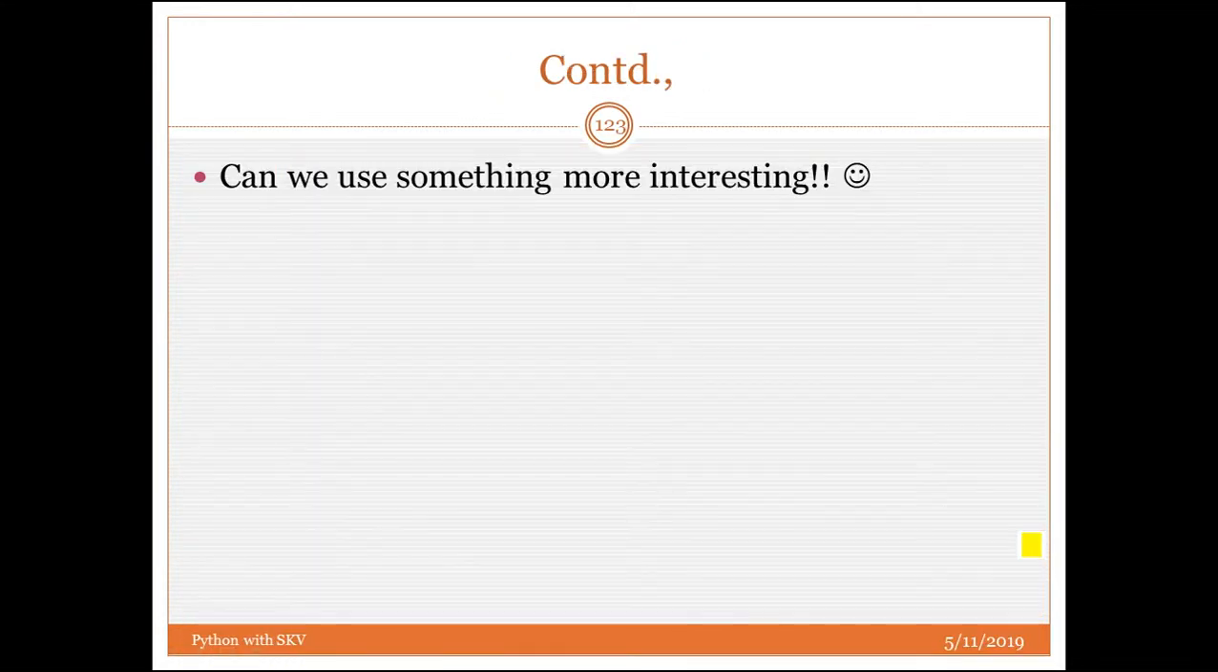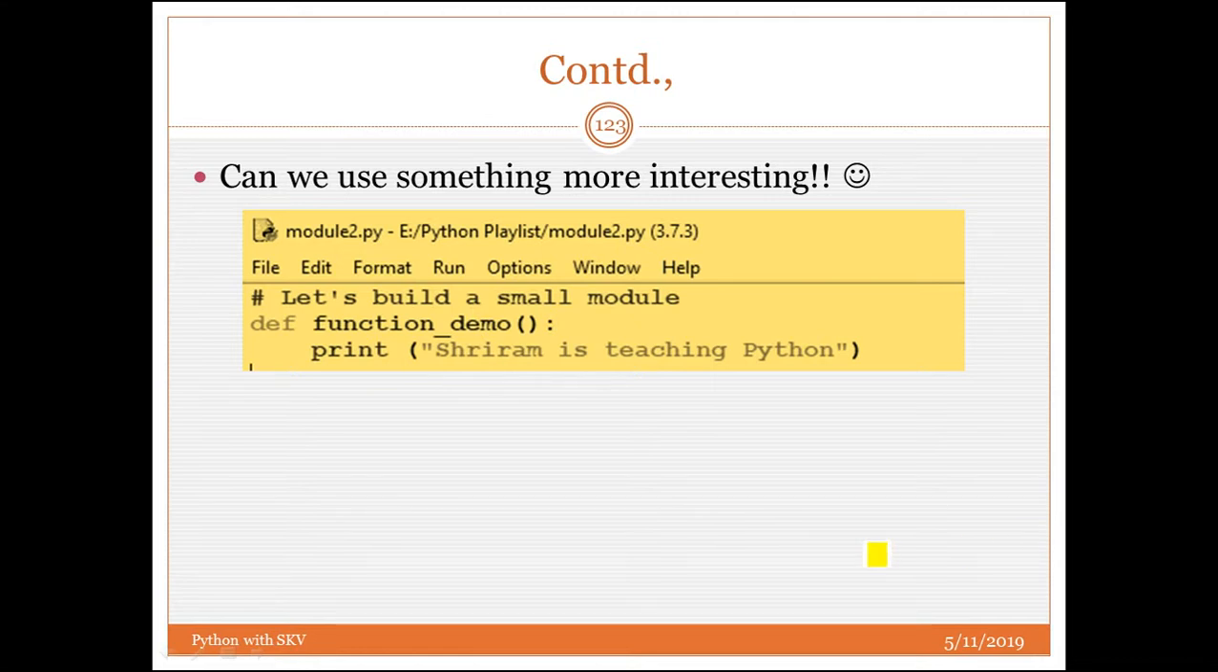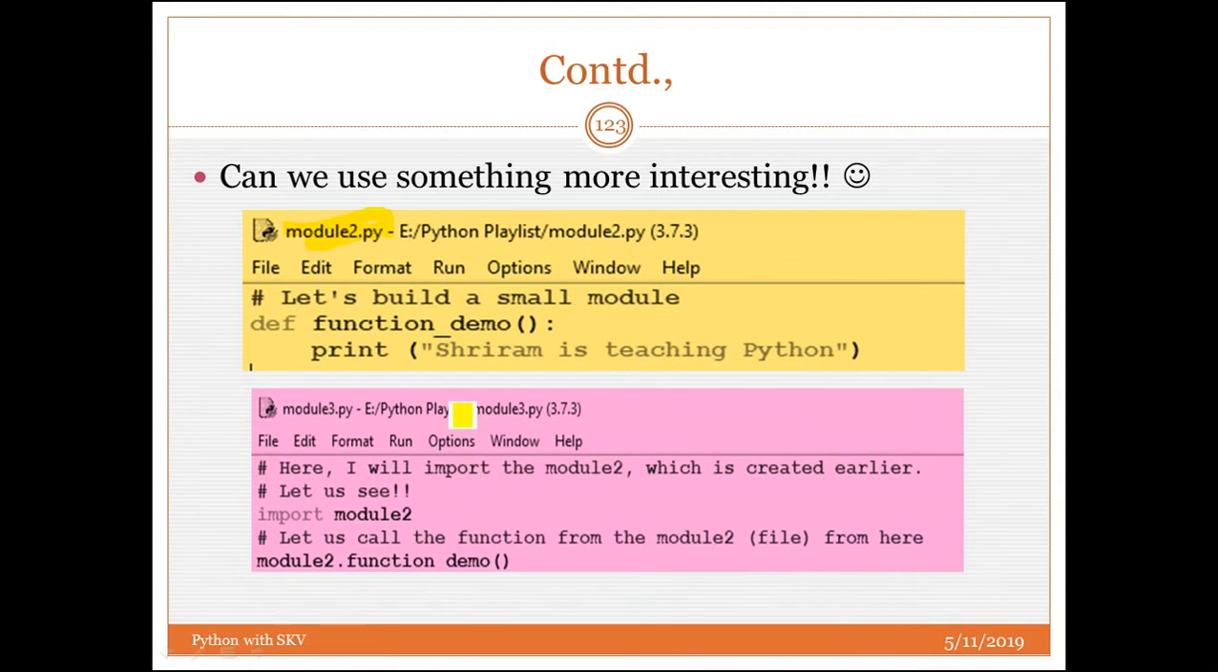So let's go with much more learning here. I'm going to show you how exactly we can create our own modules. Can I create my own module? Yes, I can create. How am I going to do it? Very simple. I have created a file by the name module2.py. You can see it here, module2.py. I am just going to print something called Shriram is teaching Python. def function_demo is the name of the function. Now this is the module. This is going to be used as a module in another file. The file name is module3. import module2. So module2 is imported, which is nothing but a Python file named module2.py.